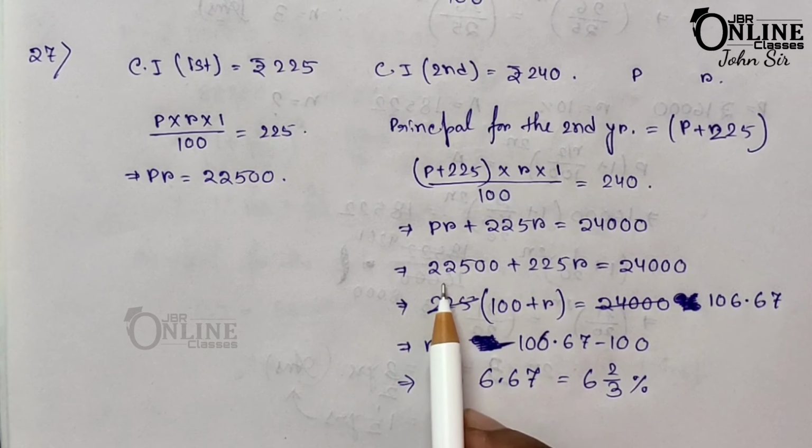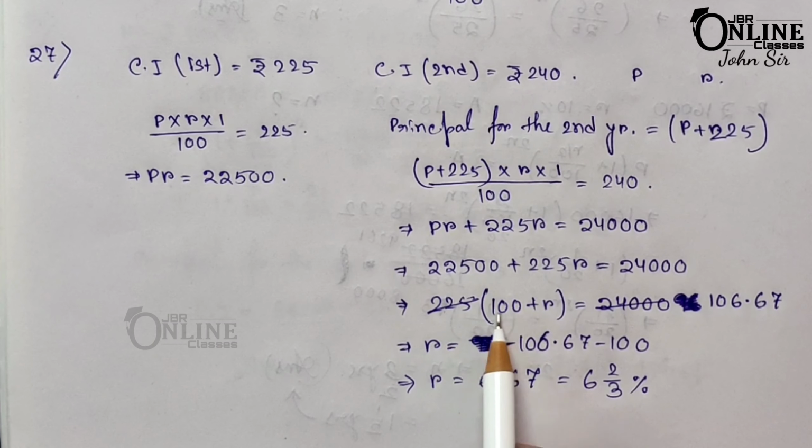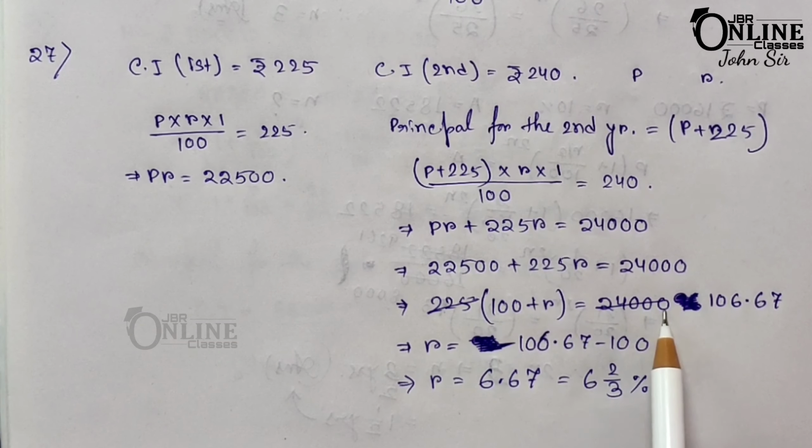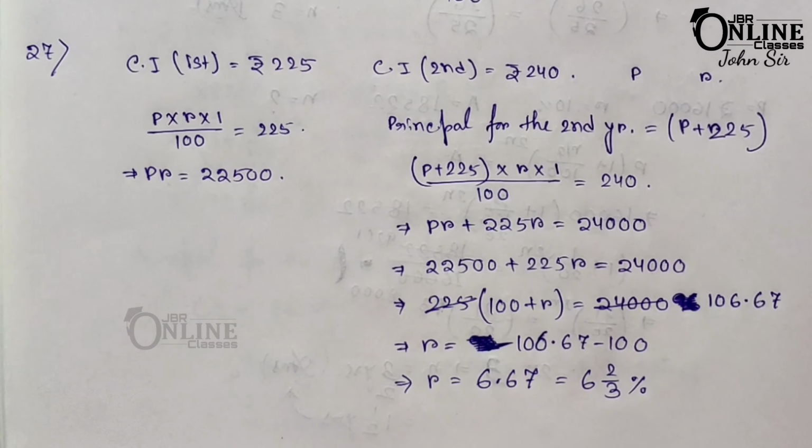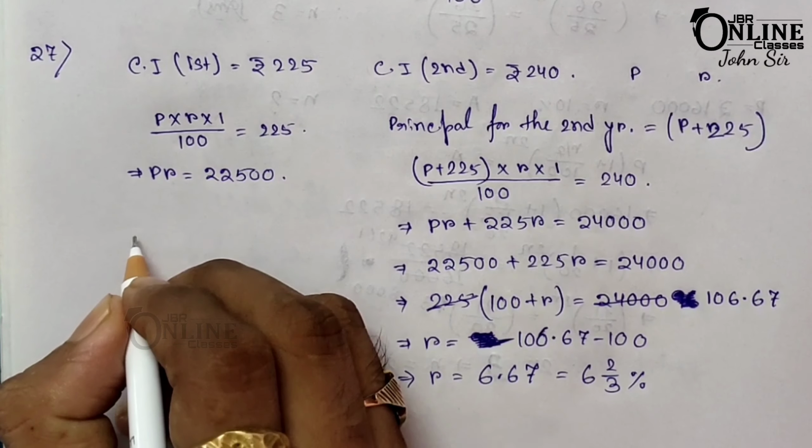Okay, so now if 225 will be common, it becomes 100 plus R and 24000. So 225 cancels out with this one, 106.67 approximately. So here R equal to 106.67 minus 100, and that equal to 6.67, which means 6 whole 2 by 3% as your answer.